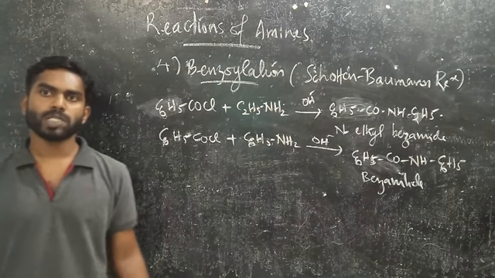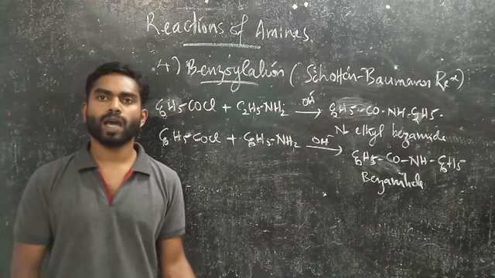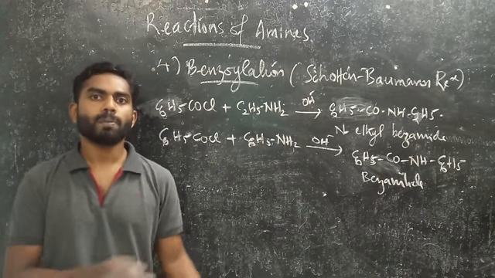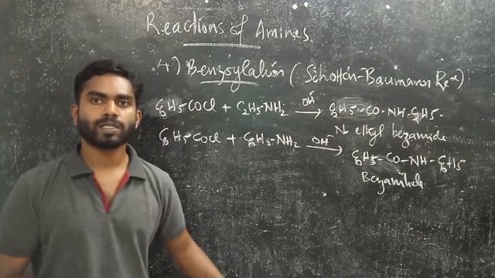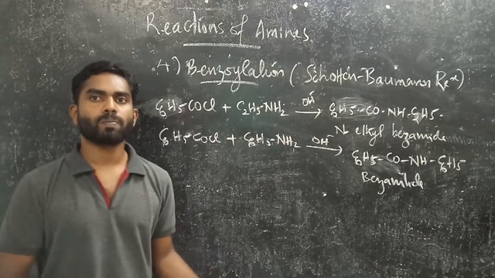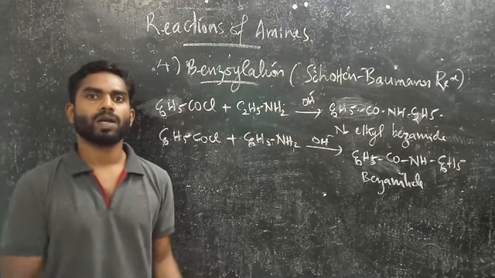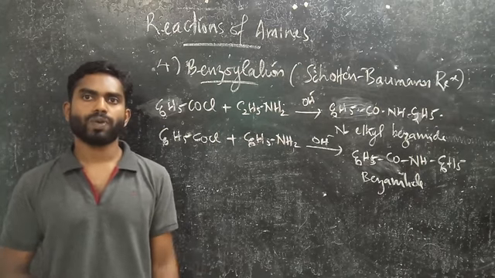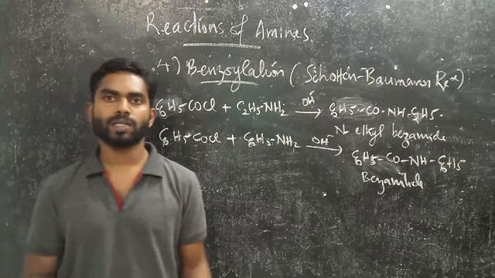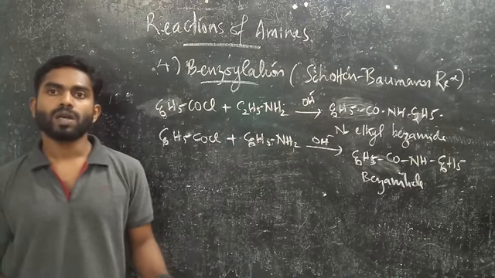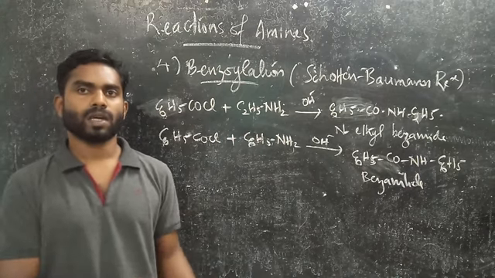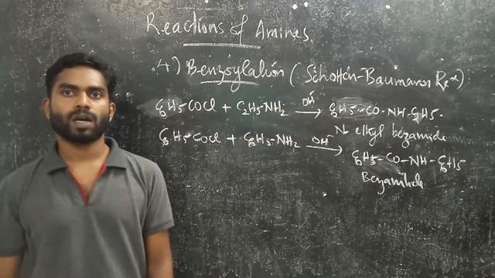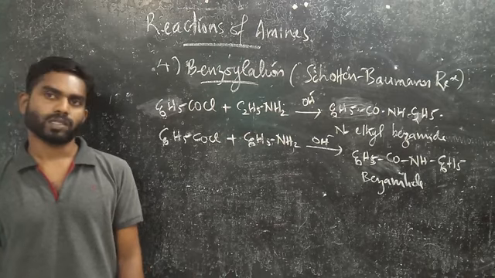Benzoylation of a compound containing active hydrogen, such as alcohol, phenol, amines, etc., using benzoyl chloride in the presence of a base is called the Schotten-Baumann reaction.